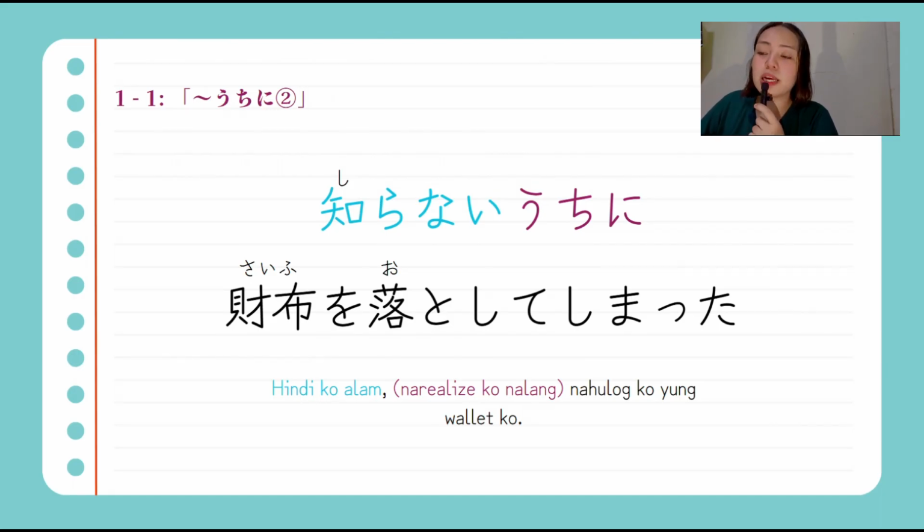So, as to summarize, uchi ni po, this usage, the second one, we use it if we want to say that habang ginagawa ko tong isang bagay na to, there was a change that occurred na hindi ko na lang na-realize. Okay? So, in short, para mas madali po sa atin, sa Tagalog po, habang ginagawa ko tong si A, na-realize ko na lang, ito na pala yung nangyayari. Okay? So, we use uchi ni for that.